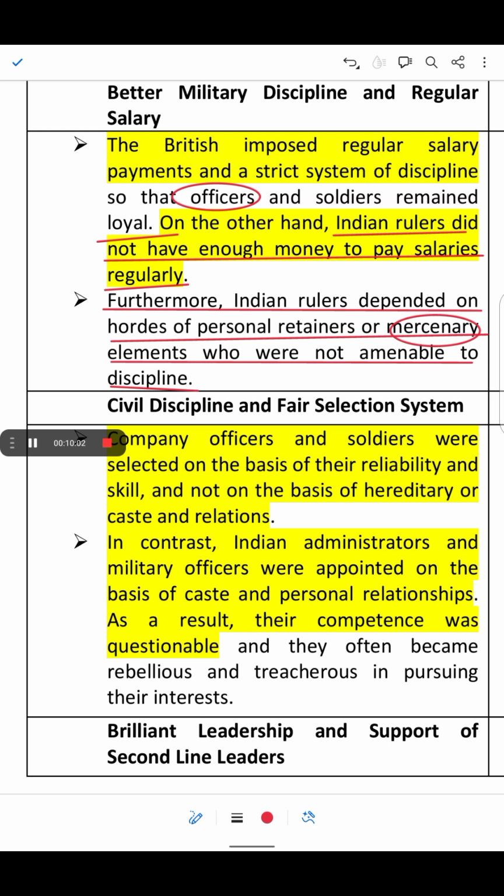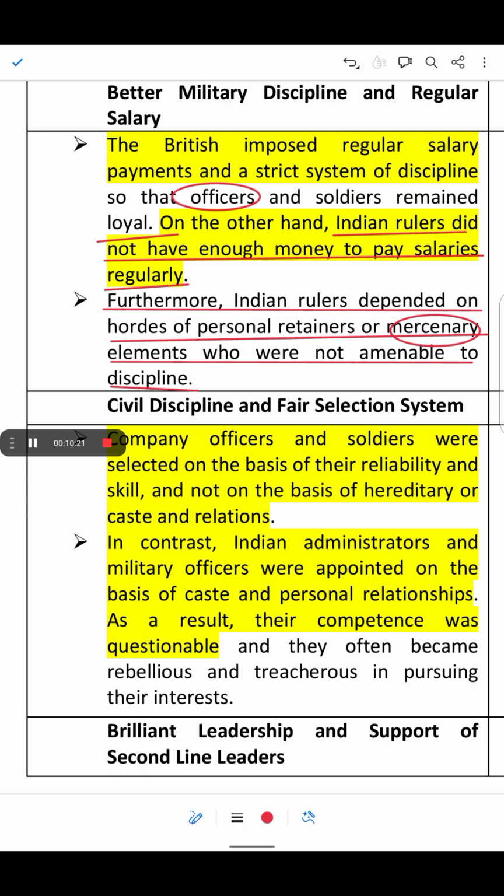This was the key difference: why the British army was so well organized, disciplined and loyal, since they were getting regular payment, and why the Indian rulers' army was less reliable due to irregular payment and lack of discipline.